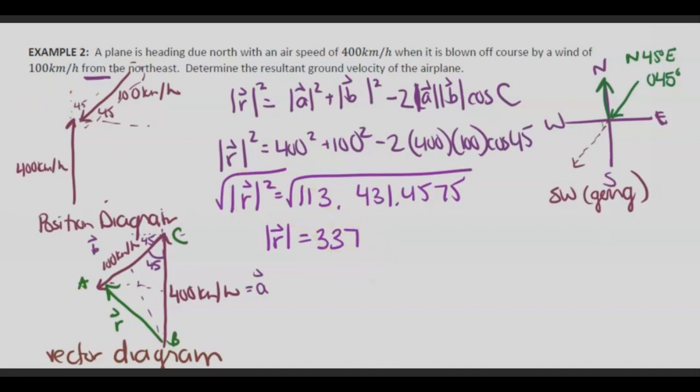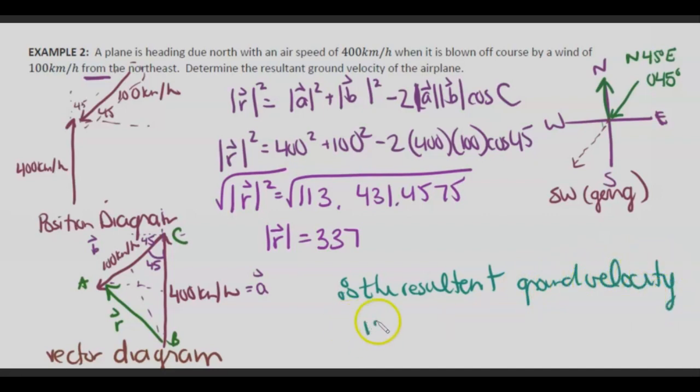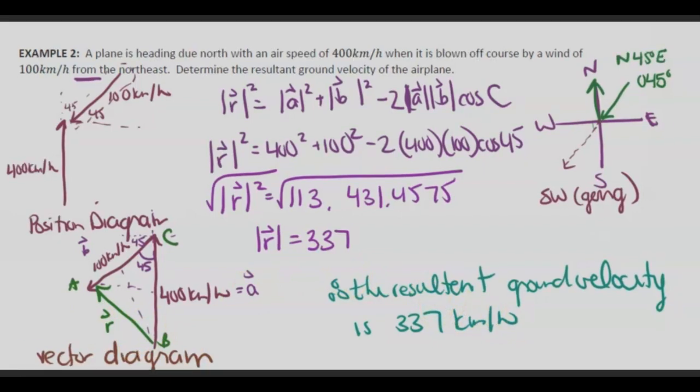So going back to the original question, it asks, determine the resultant ground velocity of the airplane. So therefore, the resultant ground velocity is 337, and that's going to be in kilometers per hour. So let's label this R 337.